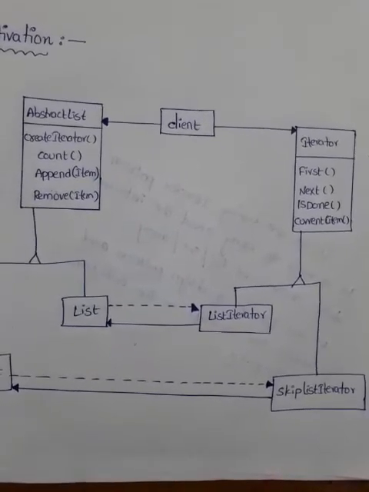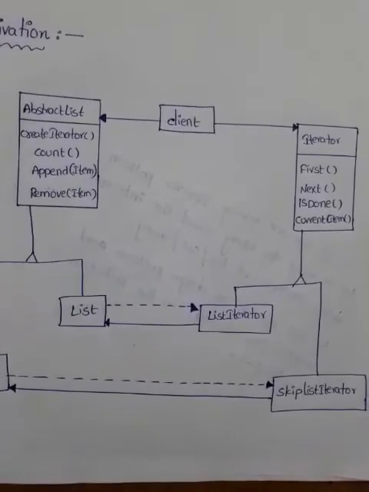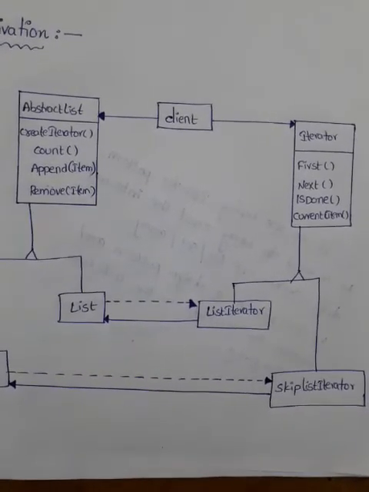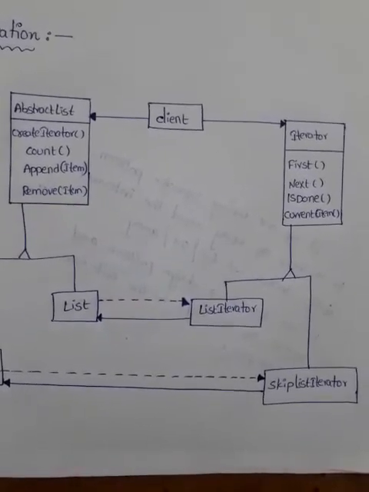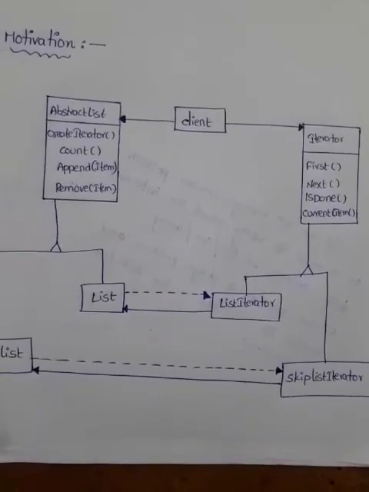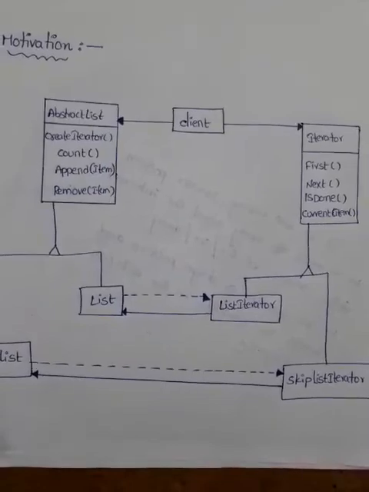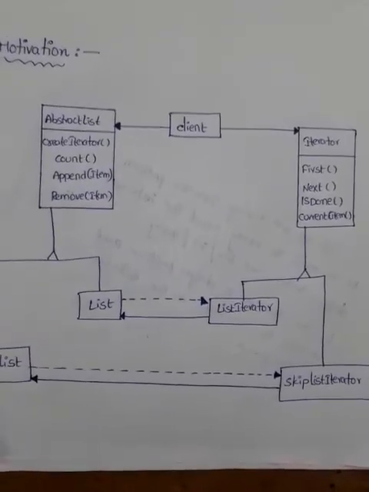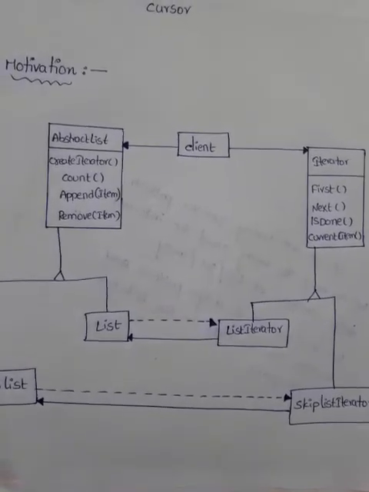Also, the factory method approach gives rise to two class hierarchies, one for lists and another for iterators. The iterator factory method connects the two hierarchies. This is about the motivation and the structure of the motivation, how it is going to perform and overcome the problem. So, let us see the next template, that is applicability.